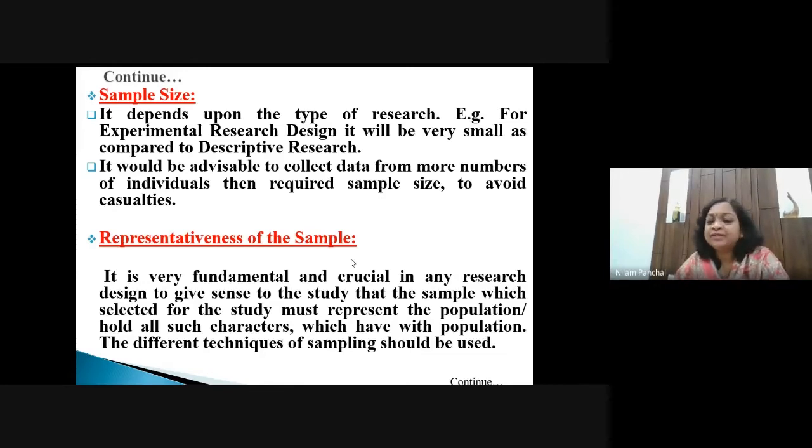Next is representativeness of the sample. It is very fundamental and crucial in any research design to give a sense to the study that the sample selected for the study must represent the population or hold all such characteristics which the population has. Different techniques of sampling should be used, so that it is a representative sample.